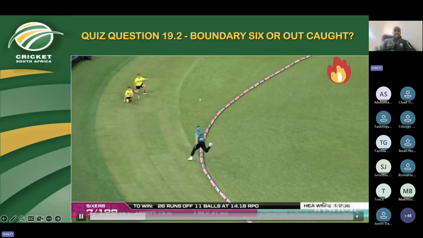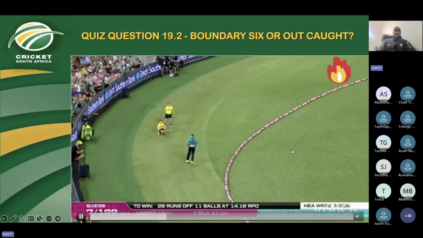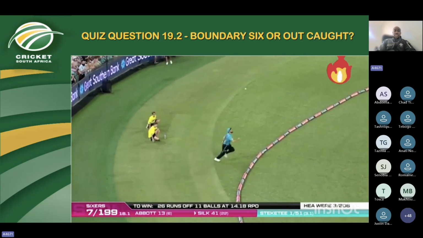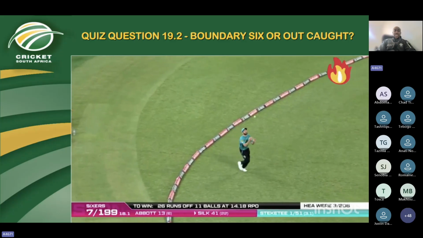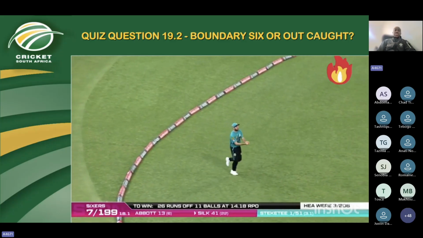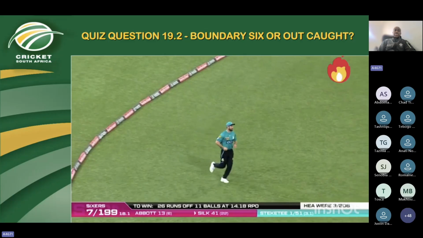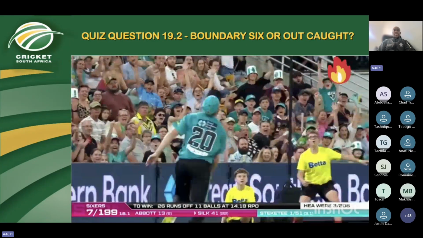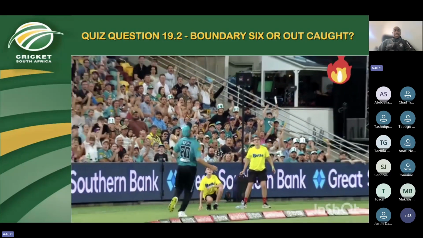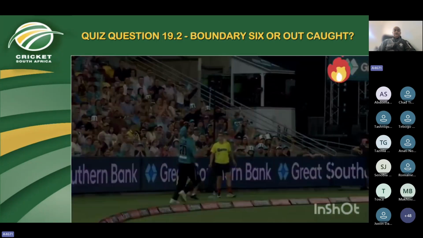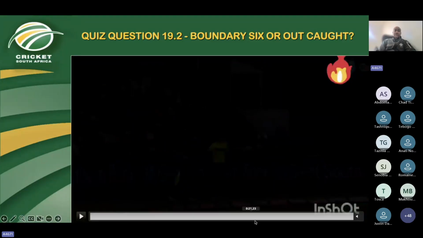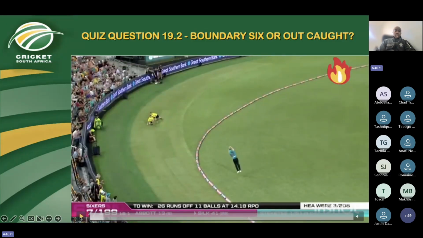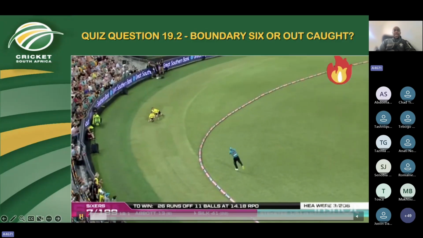And I'm playing it without sound because the commentators give it away. So the fielder has caught the ball inside the field of play. Then he realizes his momentum is going to take him outside the field of play, so he throws it up. Once he's outside the field of play, he makes sure that he jumps up in the air and is not touching the ground when he palms the ball back up.